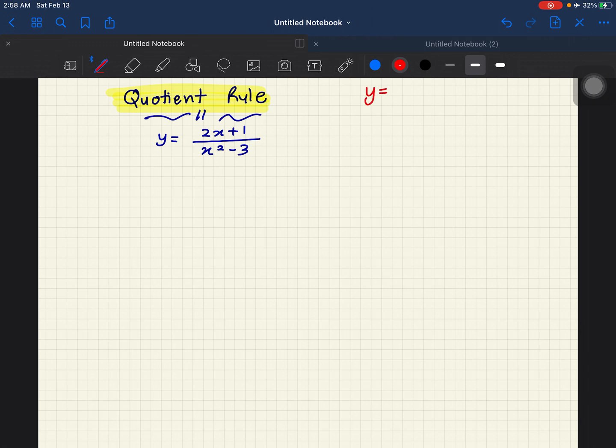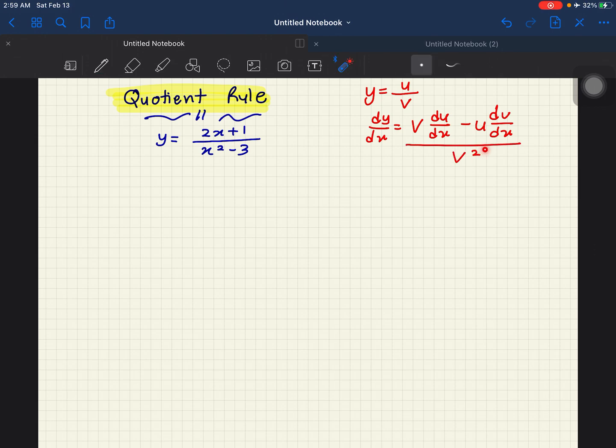So, for the quotient rule, normally the function will be like this. It will always be a fraction. One part we call the numerator, and another one is the denominator. So, from this case, I write the formula first. dy over dx is equal to v. Earlier, the product rule started with u. For the quotient rule, it always starts with v, du/dx. It must be opposite. Minus u dv/dx, over v squared. Many students are always wrong about v squared. They forget to put v squared.